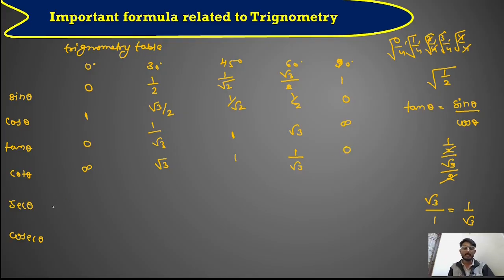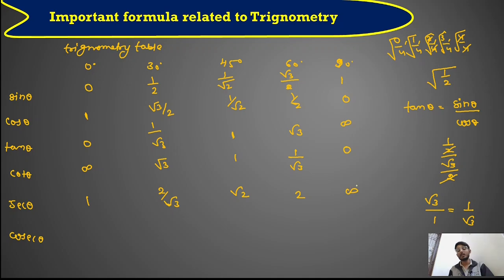And as you know that sec theta equals 1 upon cos theta, so take the reciprocal of cos theta. Reciprocal of 1 is 1, reciprocal of root 3 by 2 is written as 2 by root 3, reciprocal of 1 upon root 2 is written as root 2, reciprocal of 1 upon 2 is written as 2, and reciprocal of 0 is written as infinity.